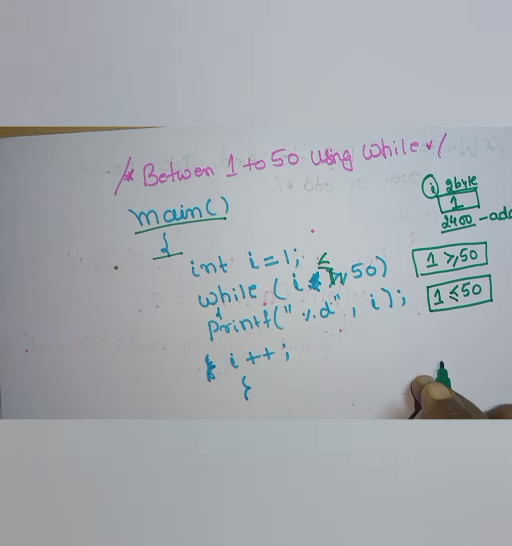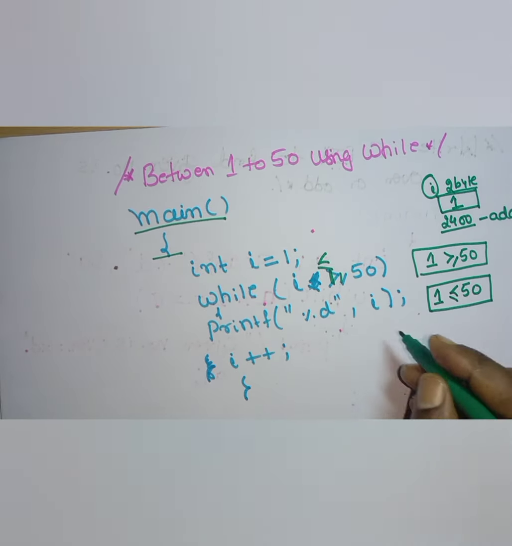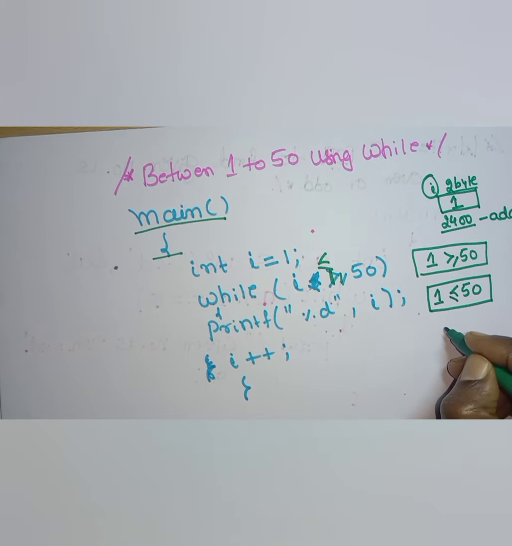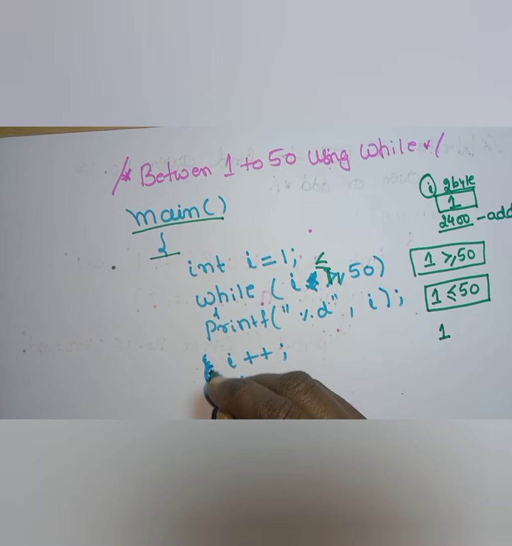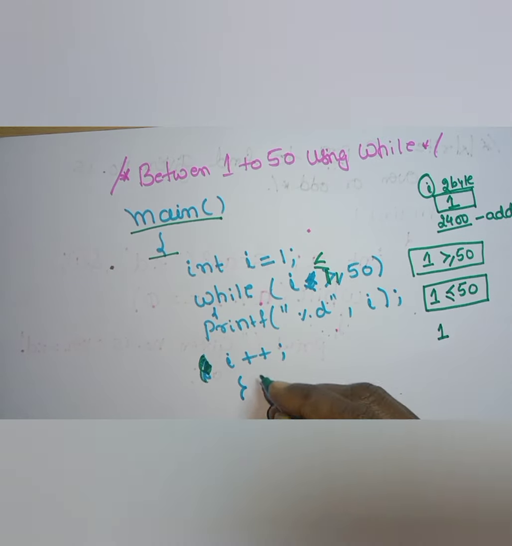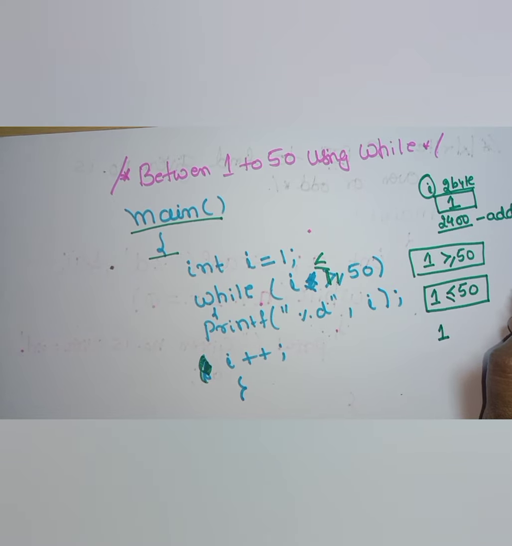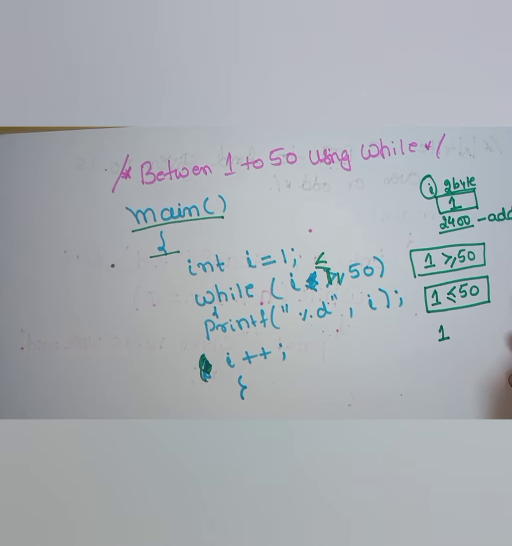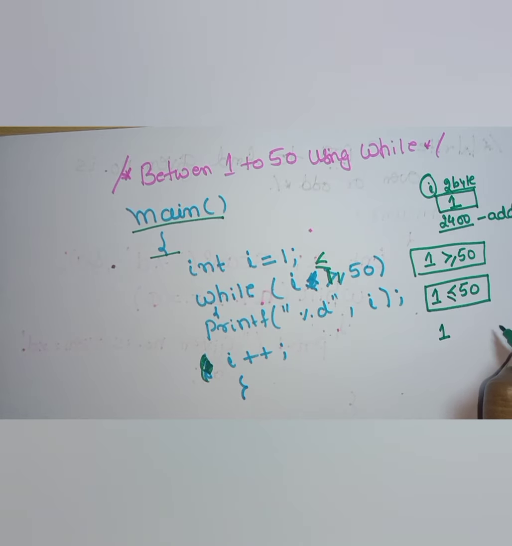When the condition is true, what are you saying? You are saying printf("%d"). So then it is going to print the value 1. And next you are saying that i should be incremented by 1. i++ is nothing but what? i is incremented by 1. That means i is equal to 2. Okay? Now your i value is equal to 2.